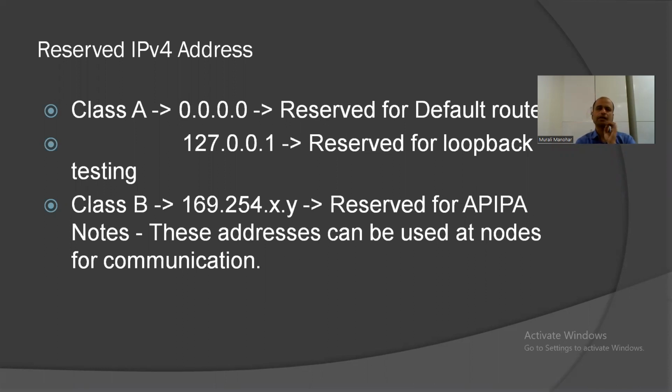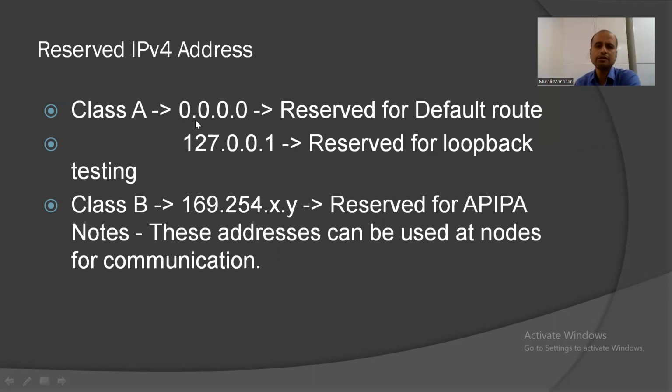In class A and class B. In class A, I have given you the range. That range is 0 to 127, but its actual range is 1 to 126. Then what is the use of 0 and 127? To understand it, just see this reserved IP. Actually, the 0 and 127 series, these two series are reserved. What is the purpose? Look, the class A 0 series is reserved for the default route.